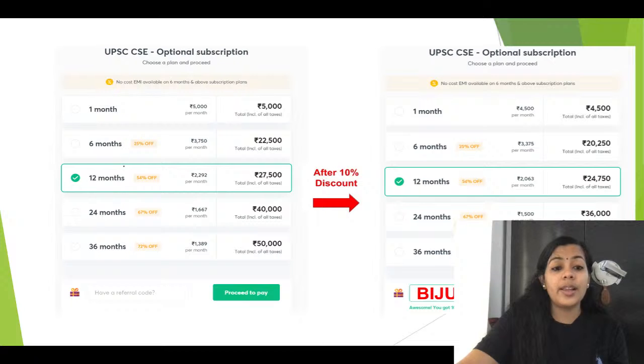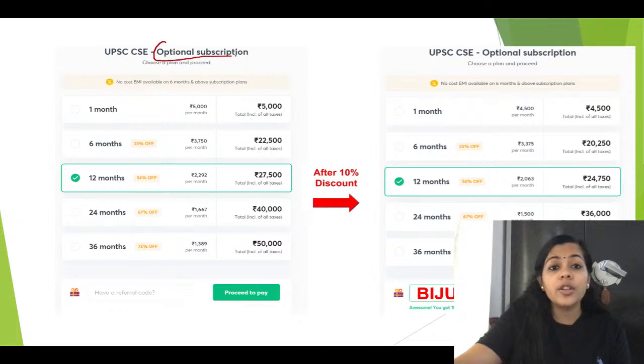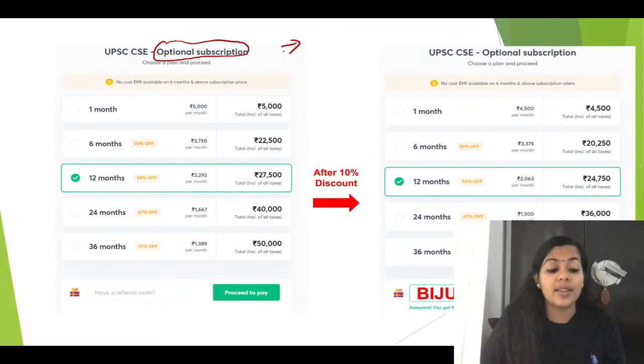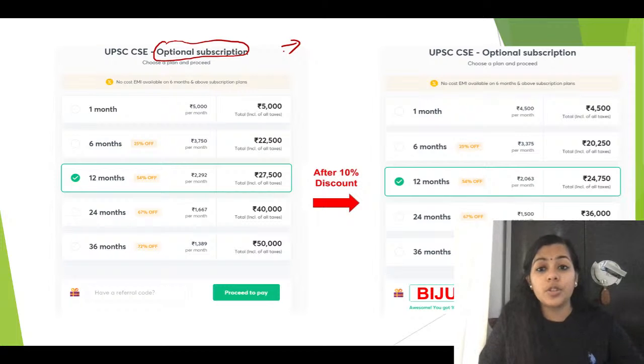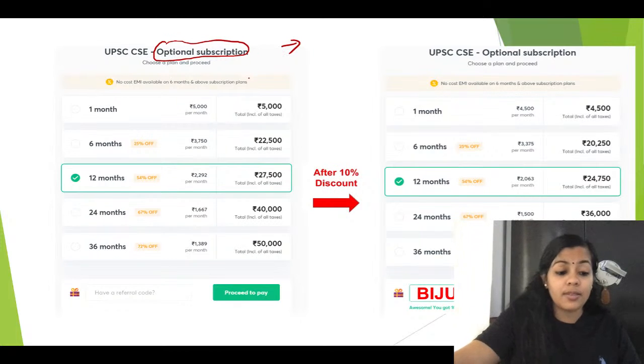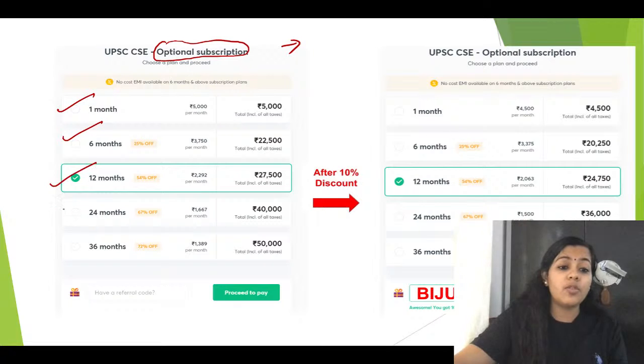1 month, 6 months, 12 months, 24 months, and 36 months are the optional courses. So why do you want to score good marks in optional? See, optional sometimes decides your rank, your mains. Will you be able to clear the mains? The total score is highly dependent on optional, because a good score in optional is what gets you through prelims, then mains, then to the interview. So the optional plans are 1 month, 6 months, 12 months, 24 months, and 36 months.